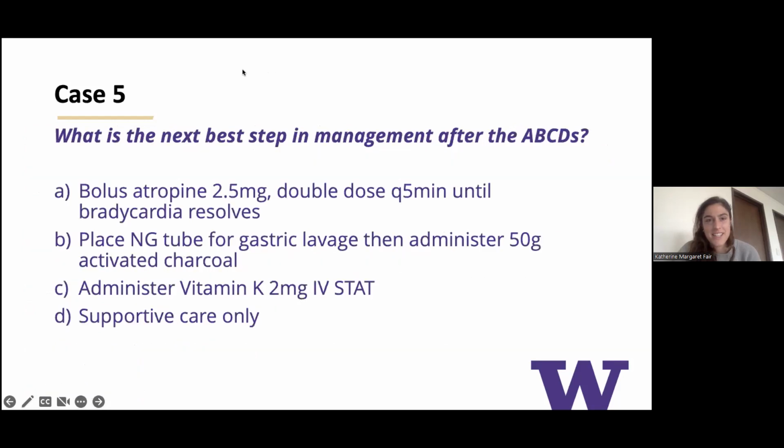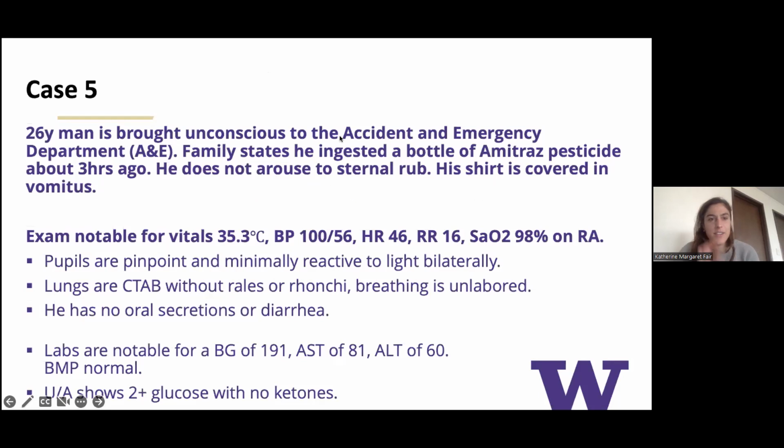Thank you. All right. So case 5, we have a 26-year-old man brought into A&E, accident and emergency, unconscious, and family says he ingested amitraz about 3 hours ago, does not arouse to external rub, and his shirt is covered in vomit. The exam was notable for a temperature of 35.3, a blood pressure of 100 over 56, heart rate of 46, respiratory rate of 16, and saturating 98% on room air. Pupils were pinpoint and minimally reactive. Lungs are clear without rales or rhonchi, and breathing is unlabored, has no oral secretions or diarrhea, and labs are notable for a blood glucose of 191, AST of 81, ALT of 60, and a normal BMP. And the UA shows 2+ glucose, but no ketones.